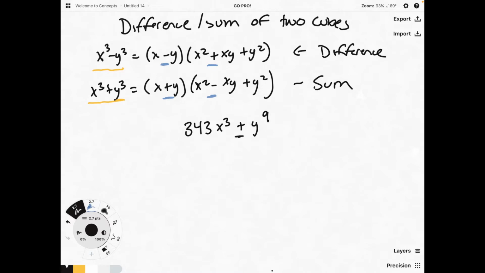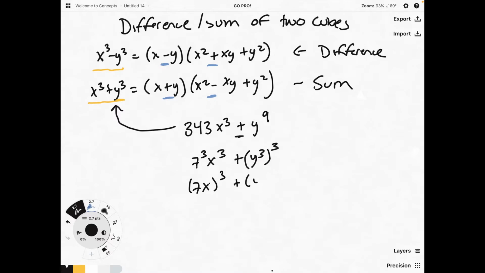What we first need to do is to see if we can manipulate this equation into a form that matches that. Well, let's try that. We know that the cube root of 343 is 7, and we have x cubed. We also know that the cube root of y to the 9th is y to the 3rd, with a 3 out there. With our rules of exponents, we can rewrite this as 7x cubed plus y to the 3rd cubed. So now we have this equation matching this form, and therefore we just need to plug and chug.